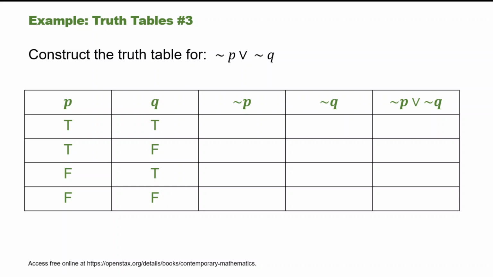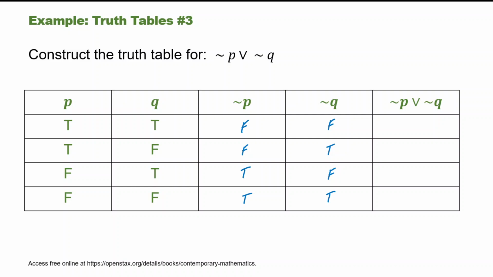The first two columns are completed for us: true and true, true and false, false and true, false and false. For the third column, we look at the column that's P to find not P, writing the negation of those values, which means that the third column is false, false, true, true, because it's a negation of the first column. For the fourth column, we're finding the negation of the second column, which makes those values false, true, false, true.